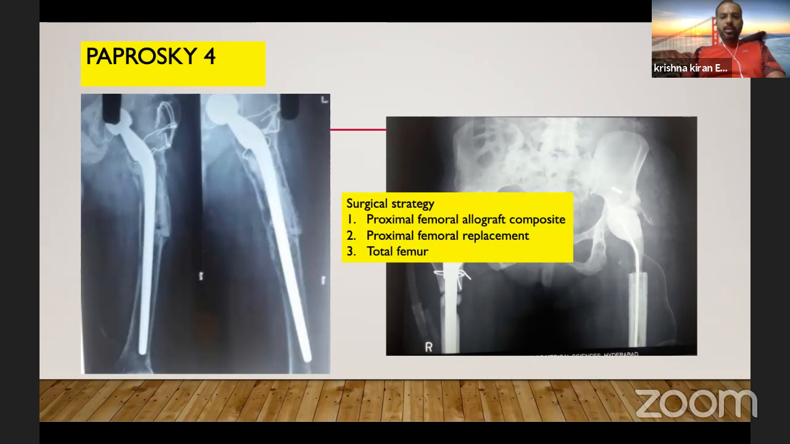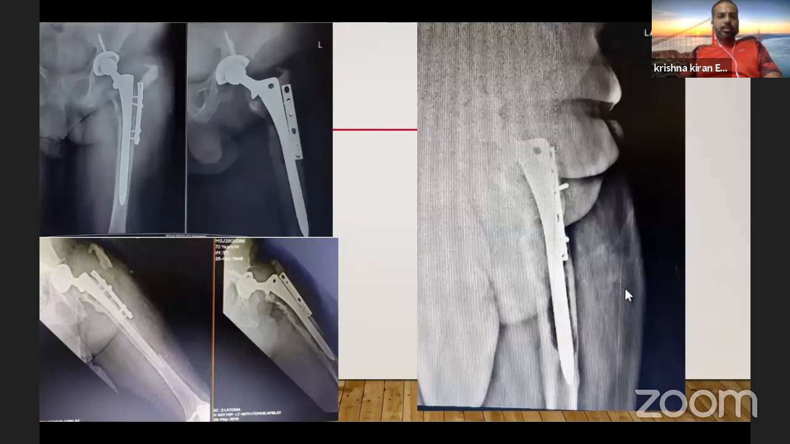The other option is a proximal femoral allograft composite. So you use a proximal femoral allograft to reconstruct the proximal femur and use a distally locked stem or a solution type of stem. Then you have a proximal femoral replacement, and you're also getting into the territory of a total femur prosthesis.